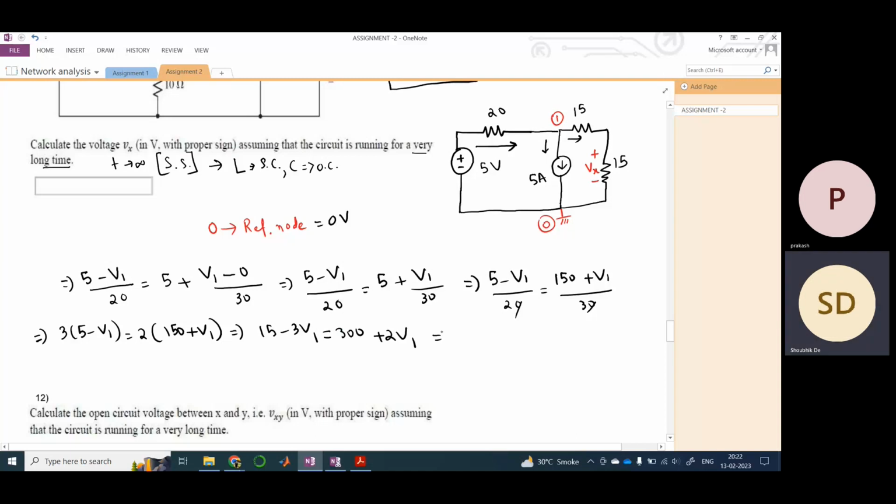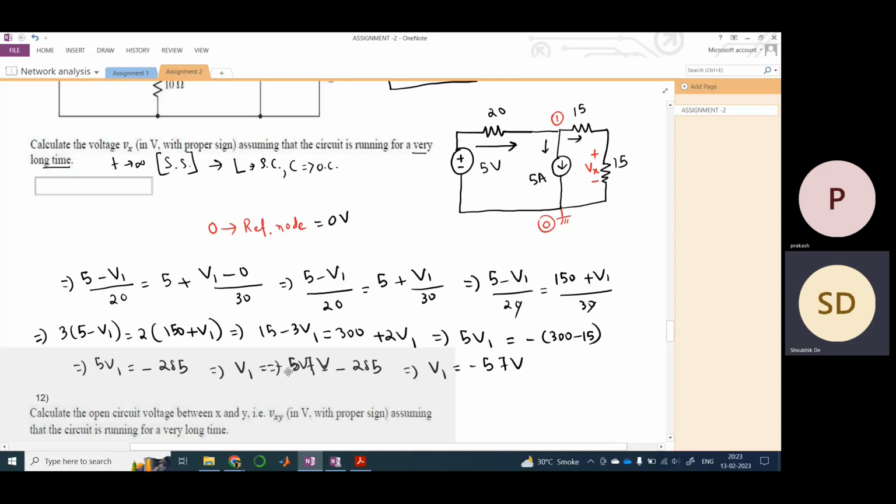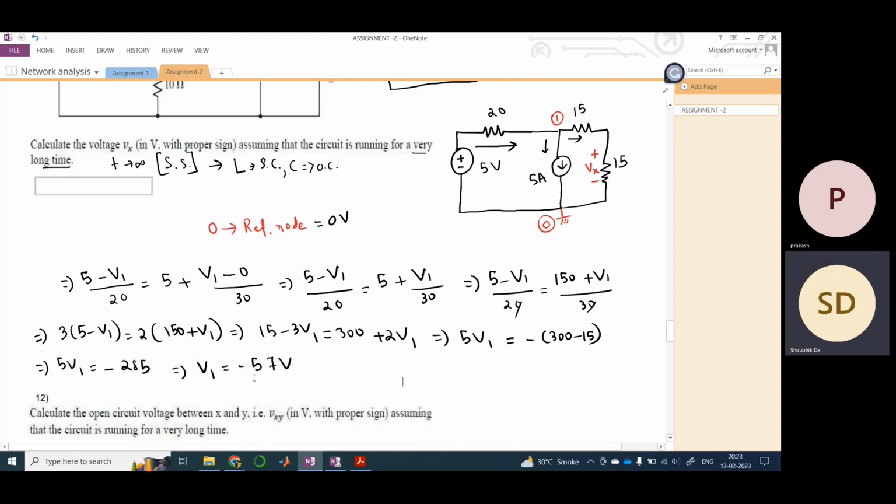Let us take V1 to the other side. So this would be 5 V1, minus 3 V1 minus 2 V1, and this would be 300 minus 15 on the other side, right? So 5 V1 would be minus 285, right? So V1 would be minus 285 by 5, which is 57 volts. Let me take this to the other side so I have space for this. So the voltage at node 1 is nothing but V1, which is minus 57 volts.